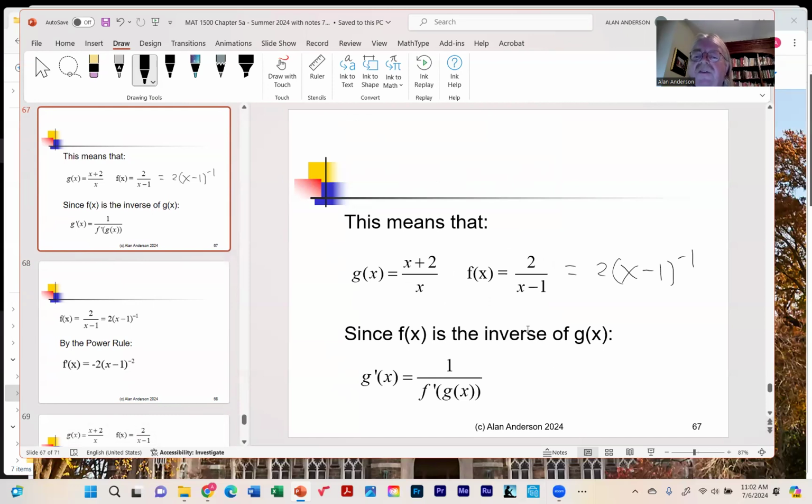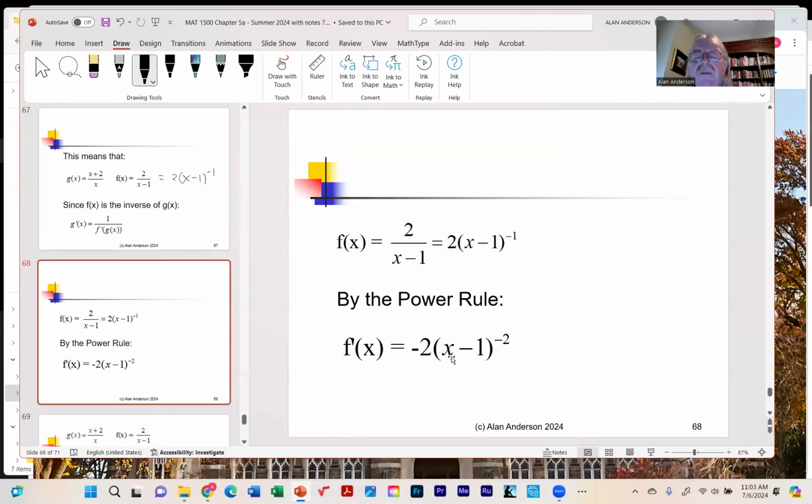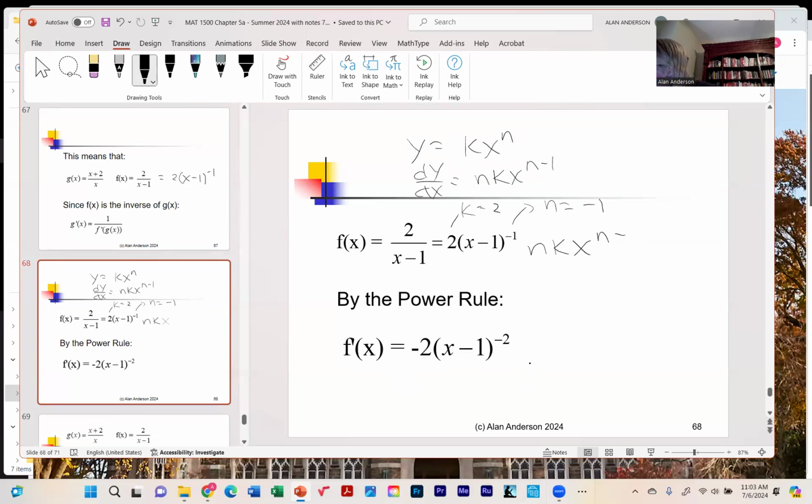So we need to know the derivative of f of x to solve for this function. So therefore, that would be negative by the power rule. Since we started out with 2 times x minus 1 to the minus 1, the derivative will be negative 2 times x minus 1 to the minus 2, because here our k is 2, n is -1, so n k x to the n minus 1 will be -1 times 2 x to the -1 minus 1. Oh, whoops, sorry. What did I do? It's x minus 1.